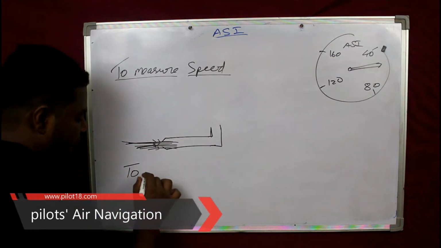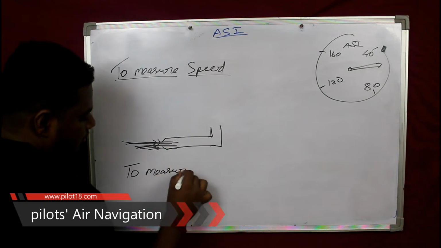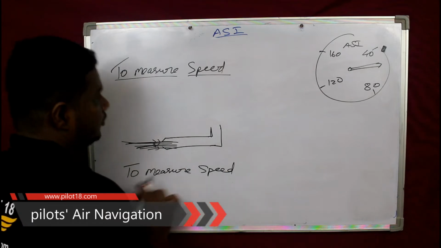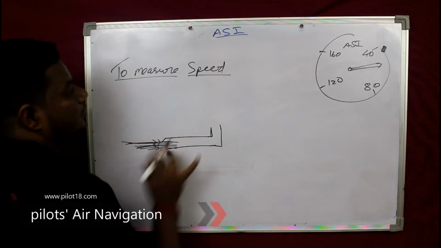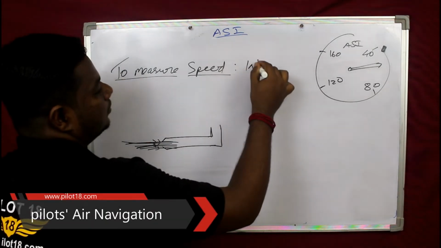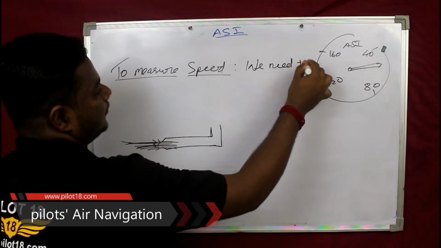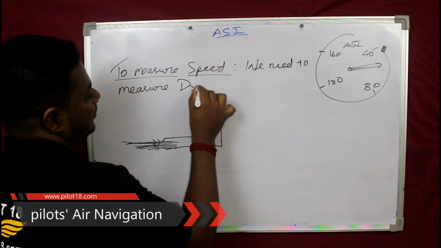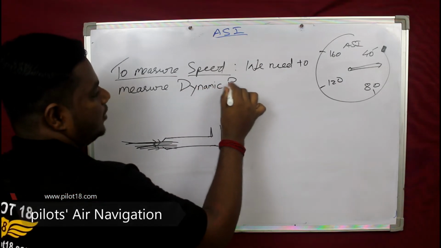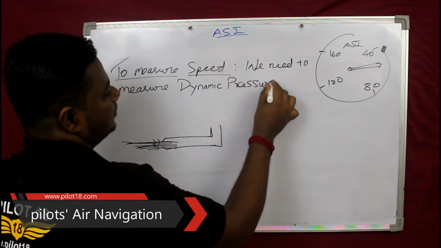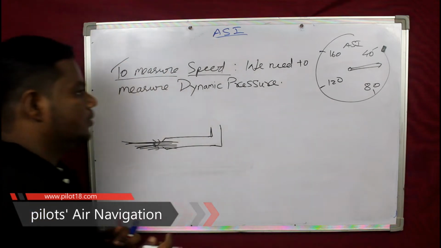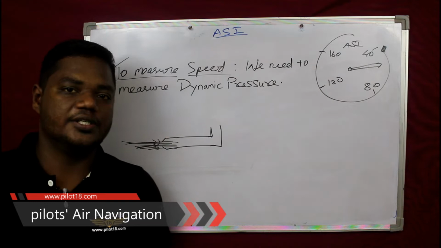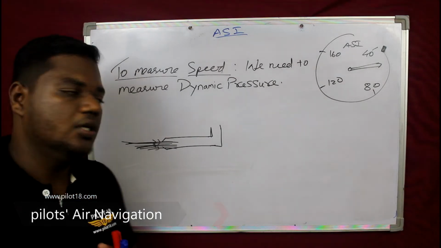Before that, I'll clarify: to measure speed, we already wrote on top, we need to measure dynamic pressure, because dynamic pressure is due to movement of an object, the pressure exerted on a body due to the movement of the object.